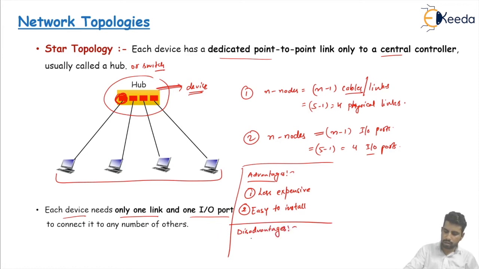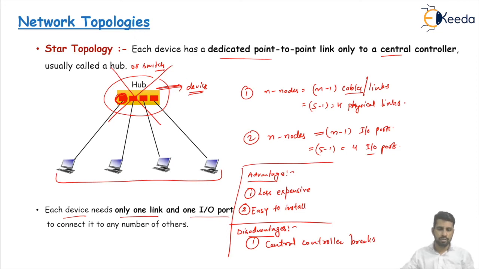What are the disadvantages? One main disadvantage is the central controller. If the central controller breaks down, if this hub breaks down, the complete network is vanished. The complete network becomes dead. So this is the main disadvantage in the star topology. We use the star topology in making LAN networks, local area networks.